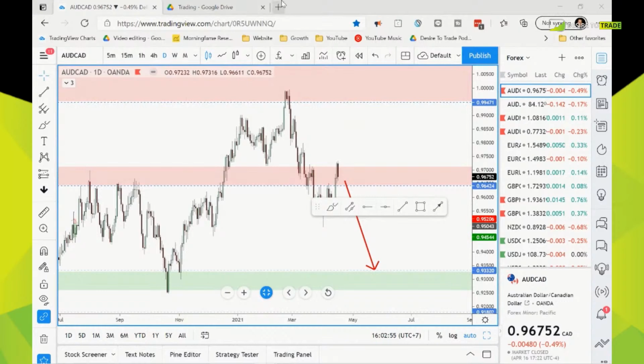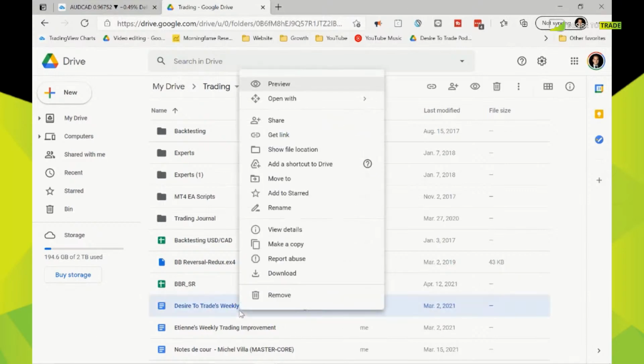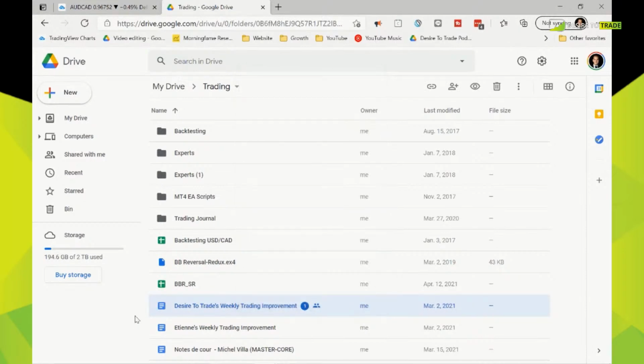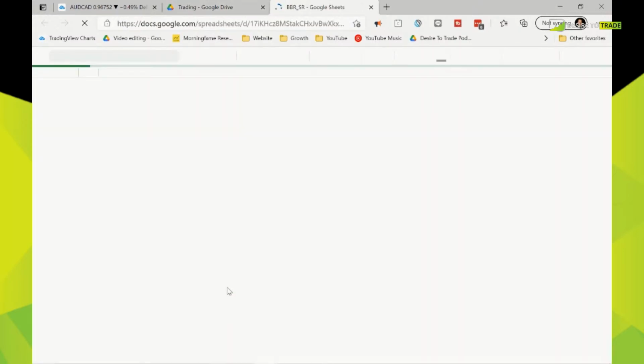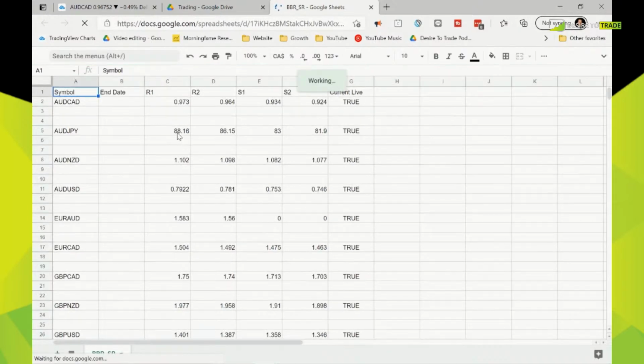How do I set up my algo every single week? I have here on Google Drive a folder called trading. You can call it whatever you want, that's not the point. But in this folder I have things for my trading. I have this document here for weekly trade improvement, which I've shared with you before in a video called How to Learn from Your Losses. But what I want to show you here is, I have some backtests and different things. But this file here, BBRSR, is the file where I put my zones for support and resistance areas.